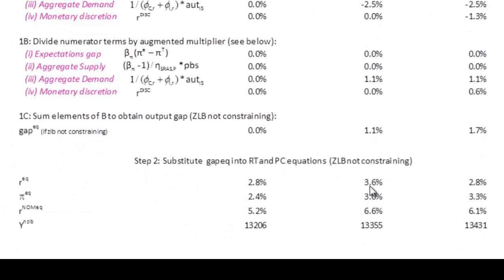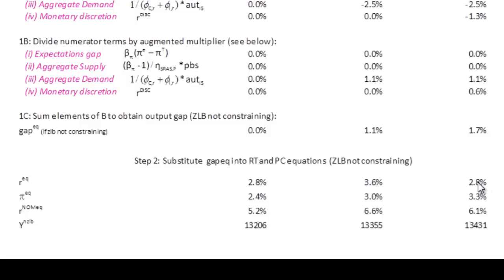So it turns out that we plugged our equilibrium output gap into our equations for real interest rate, inflation, and nominal interest rate, and what do we find? That here in alternative 1, where we had no monetary accommodation, our real interest rate rose from 2.8%, the natural interest rate in the baseline, to 3.6%, which is a pretty sizable hike. So that's squeezing off some of that additional demand that was coming from our shock to aggregate demand.